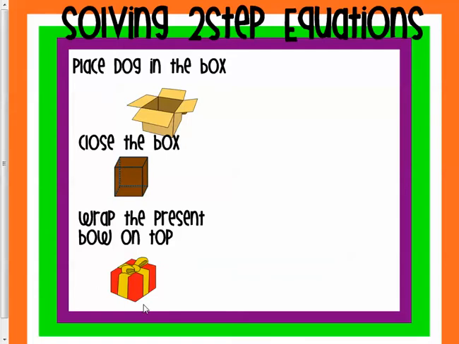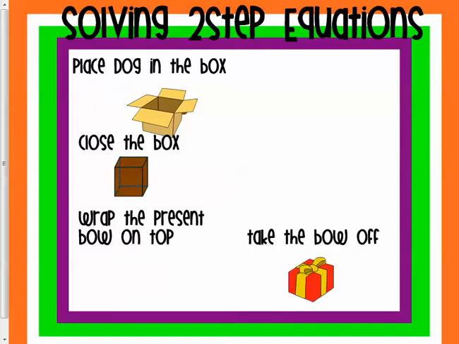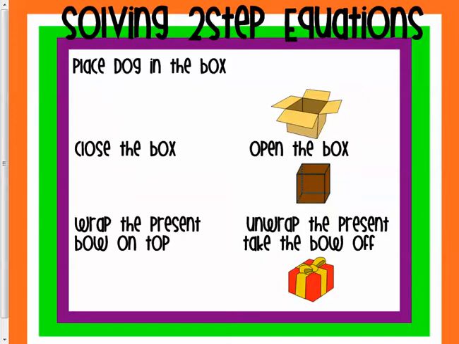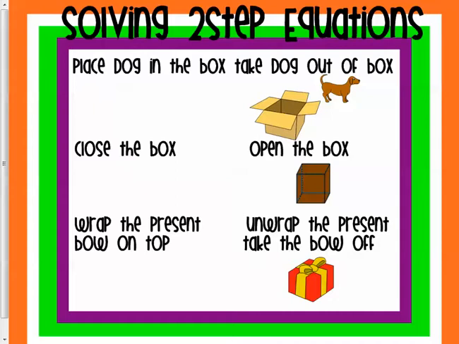Now, since I don't want the dog in there too long, I'm going to immediately give it to Justin. So he's going to undo all of the steps that I just did. Meaning, first thing he's going to do is take the bow off. Then he's going to unwrap the paper. Then he's going to open the box. And the last thing he's going to do is take the dog out of the box, and of course, be really super excited. So Justin just undid all of my work. That's what happens when you solve two-step equations.